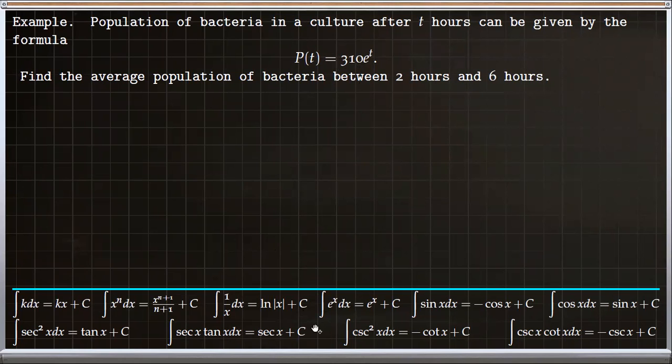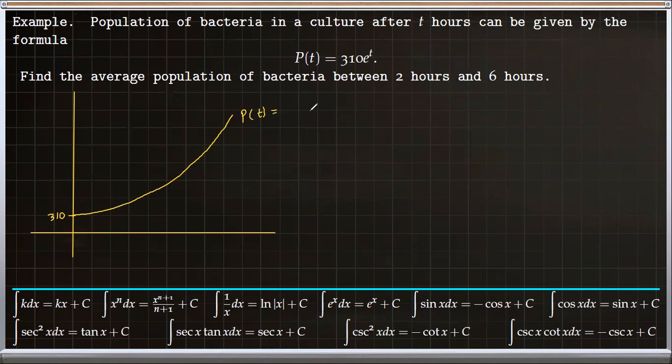Right, so let's first try to draw the graph of this function. So it's a nice increasing exponential function. And we know when t is 0, the population is 310. So I'm going to say 310 is somewhere over here. And then it increases exponentially. So the graph is going to be something like that. So this is the graph of P of t equals 310 e to t.